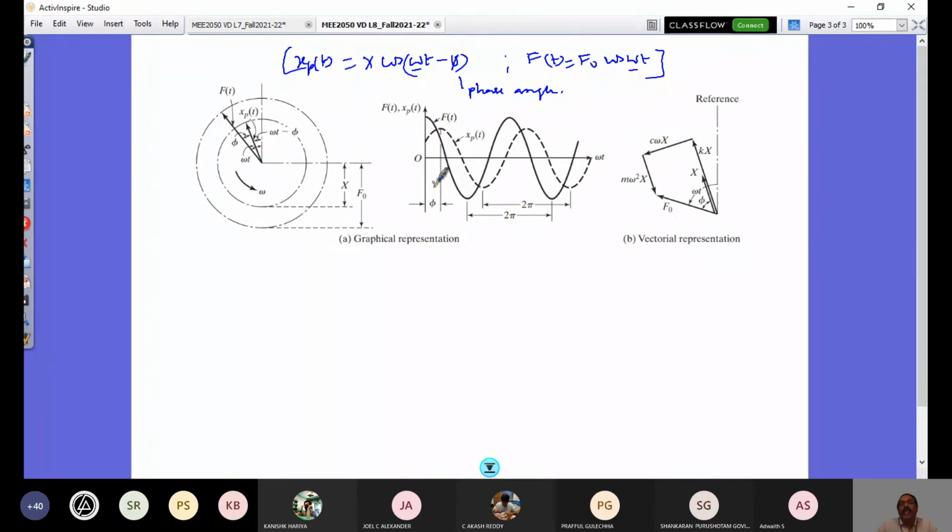So f of t at t equal to 0, omega t is 0, so it is going to be f naught. This is f naught here. And your response lags by phi angle, so it comes like this. Your response here is again not a damped vibration. Damping is present in the system, but your response has constant amplitude and it vibrates between that.